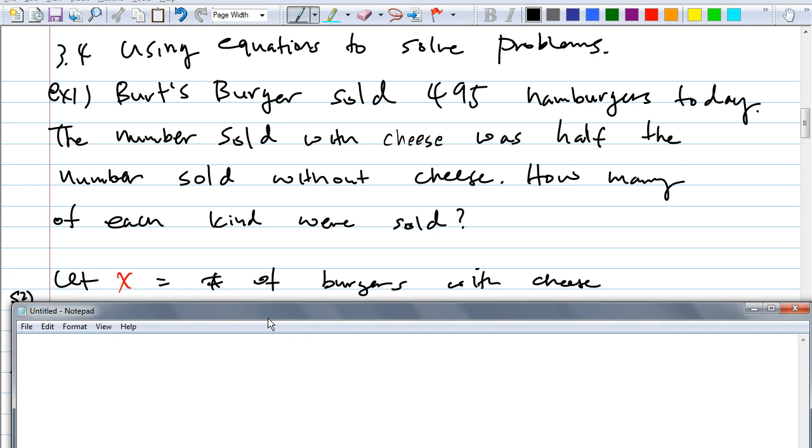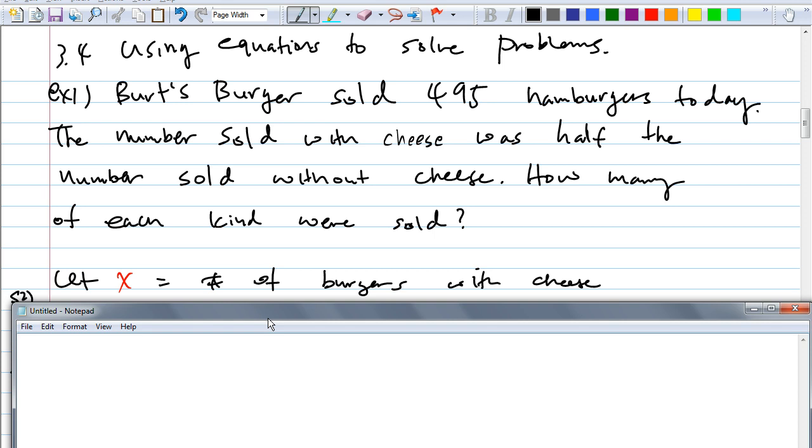Because whenever we have a choice, we want to declare a variable for a smaller amount, right? Because we don't like to subtract or divide. You know what I mean? So we want X to be the number of burgers with cheese. Now, could you have done it the other way? The answer is yes, but this will be easier.